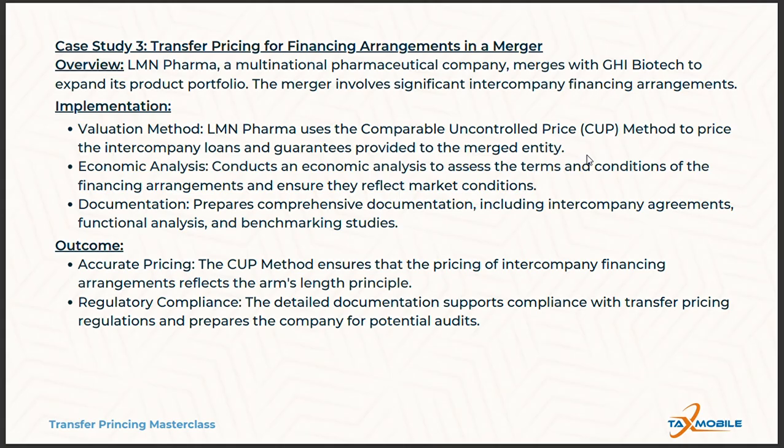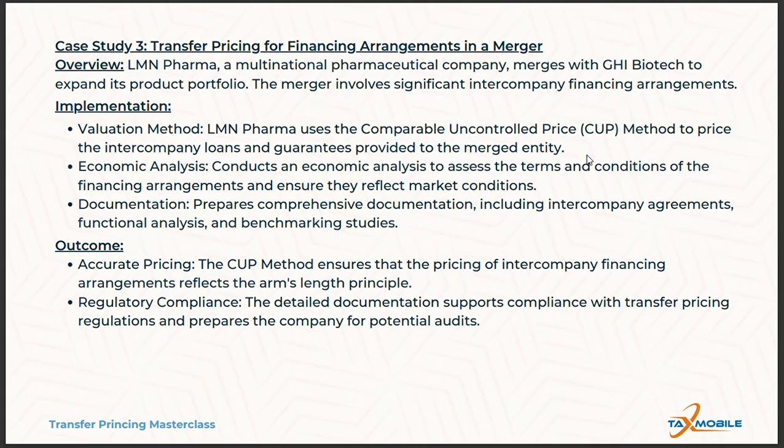Now, let's look at case study 3. In this case, we are looking at LMN Pharmaceutical Company, a multinational pharmaceutical company, which merges with GHI Biotech to expand its product portfolio. The merger involves significant intercompany financing arrangement between the two entities. With respect to implementation, LMN Pharma uses the comparable uncontrolled price method to price the intercompany loans and guarantees provided to the merged entity.